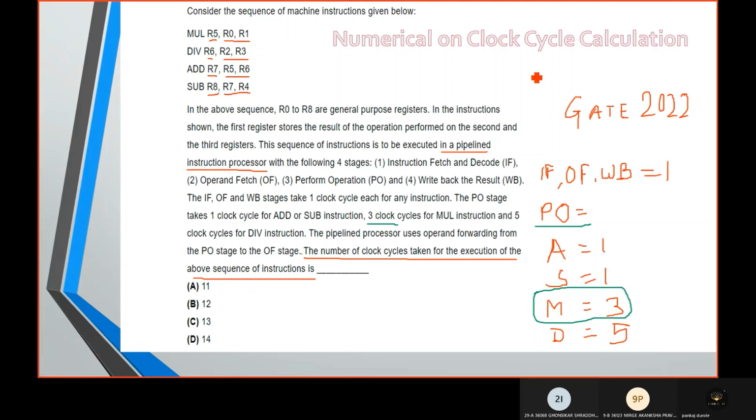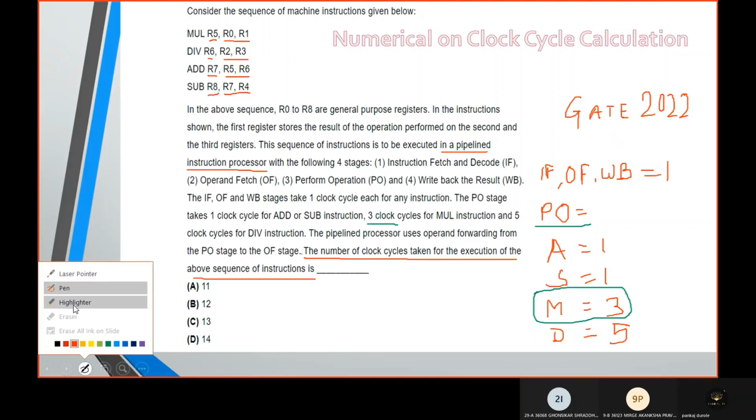Clock cycle calculation. Consider the sequence of machine instructions given below. MUL R5, R0, R1. A division instruction is given, an addition instruction is given, a subtraction instruction is given. Such kinds of numericals are asked in GATE examinations.